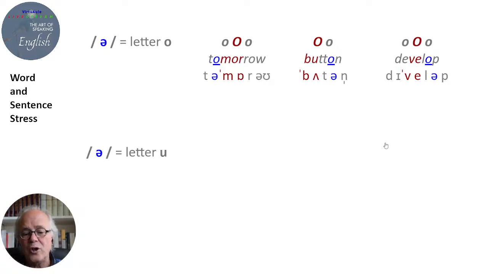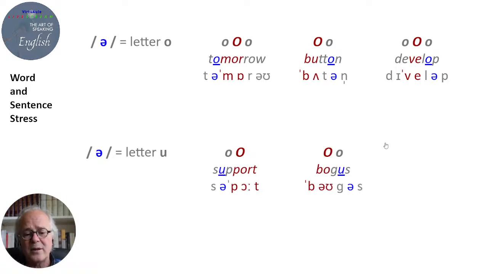You have the letter U. So all of the vowel sounds can make the schwa. Support, support. We have bogus, bogus, and difficult. So all of these letters will be spelled in a different way, but the sound is always the schwa. And this is giving an unstressed syllable.